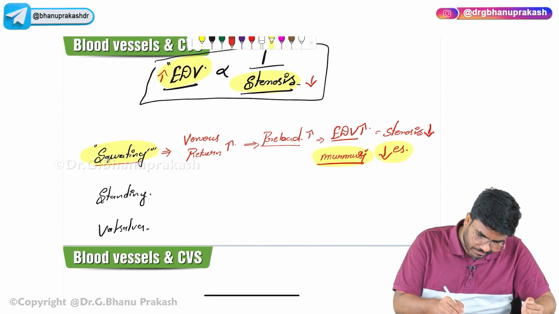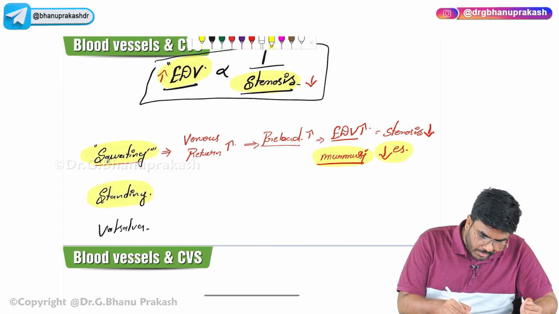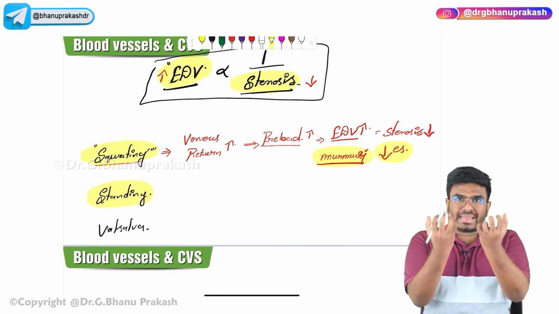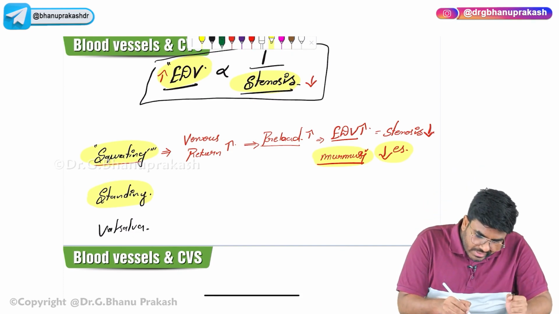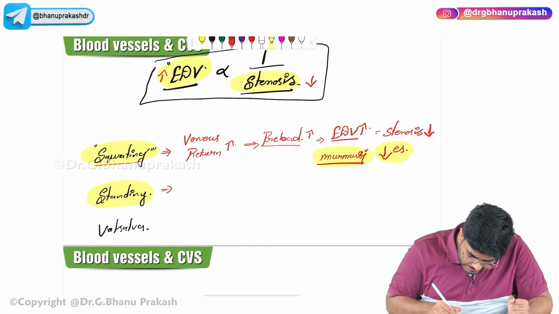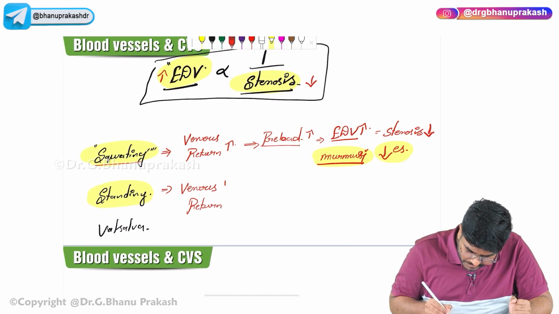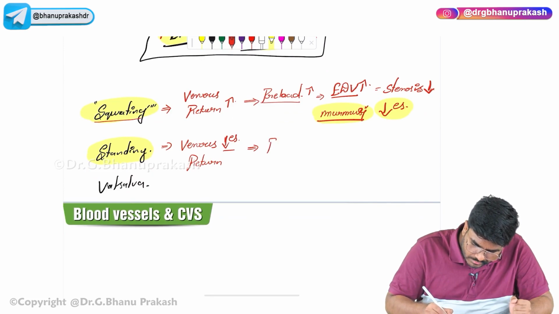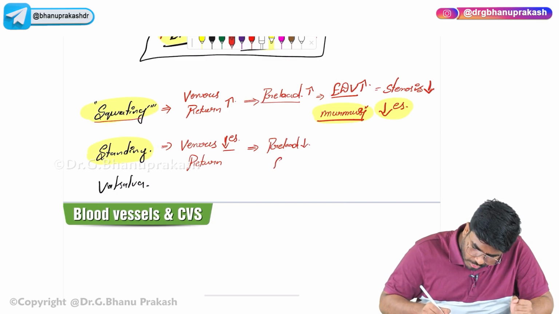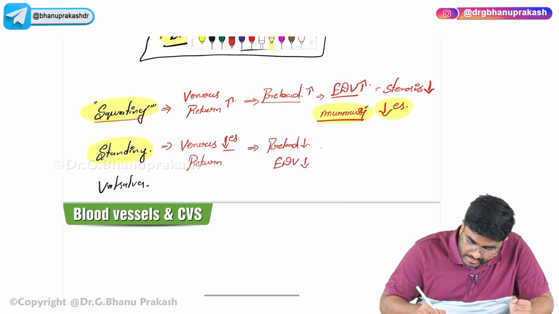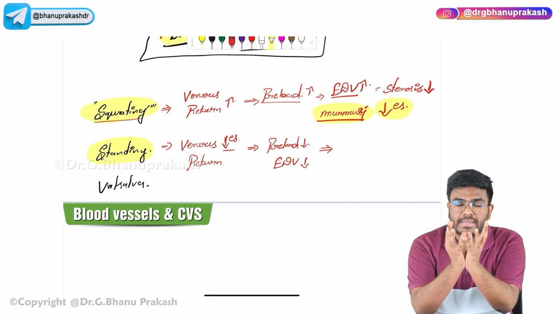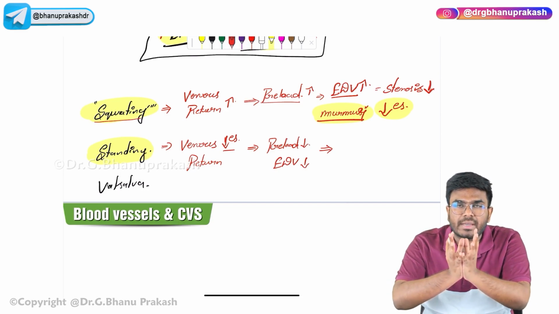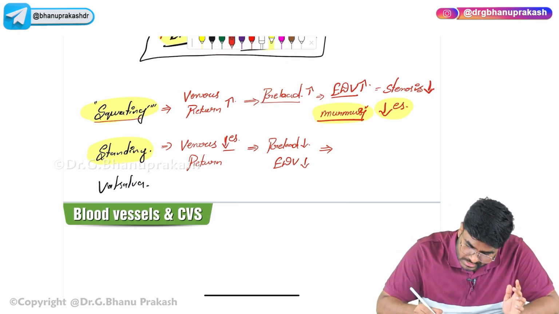Now with the standing position, think logically and tell me. When the person is standing erect, because of gravity, there will be venous pooling. Whenever there is pooling, what happens to the venous return? Venous return decreases. Whenever the venous return decreases, the preload decreases. What happens to the end-diastolic volume? End-diastolic volume decreases. Whenever the end-diastolic volume decreases, what happens to the stenosis? Stenosis increases.